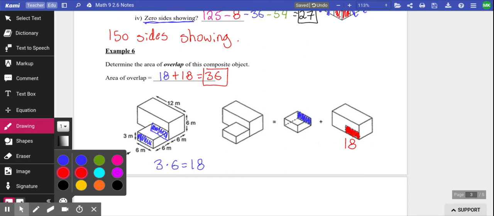Right. Jake, you could also do 3 times 6 times 2. Yeah, so if you did 3 times 6 times 2, 3 times 6 would give you the area of the one face, times 2, because you know there's 2 faces. That would definitely work.